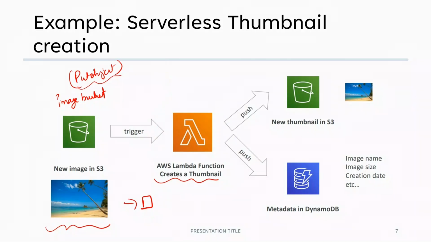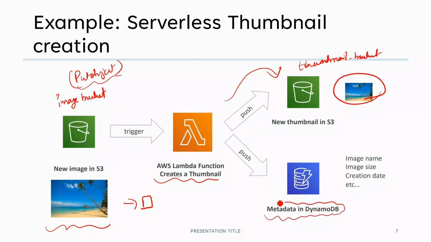You just reduce the resolution and everything, and you create a very small image. And then what you can do is you have some logic which will push the image into another S3 bucket, that thumbnail bucket. You can name it as a thumbnail bucket, and it will contain the thumbnail image. And there is also another logic where you can store the metadata in DynamoDB, right? So this is also another thing you can do using Lambda functions.